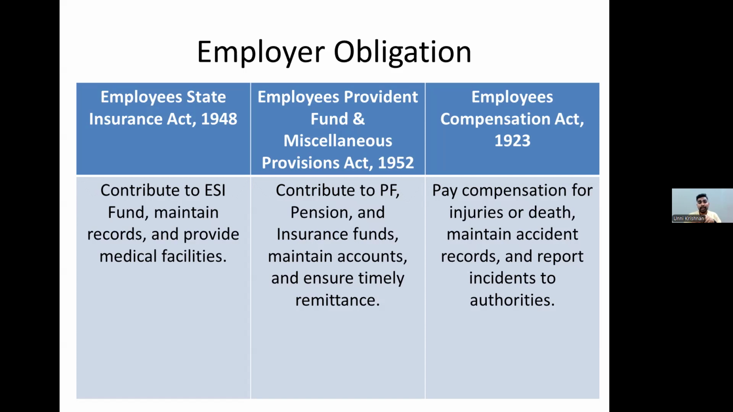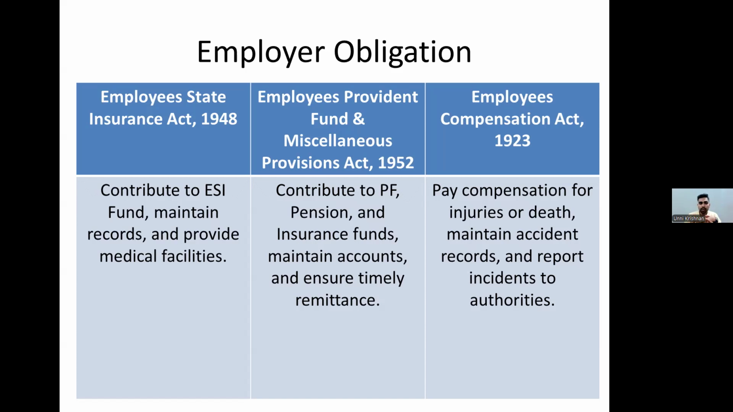There is a common fund, right? And the employer must contribute to it. What is the percentage? Remember, 3.75 percentage and 0.75 percentage. 3.75 percentage of an employee's salary should be contributed by the employer. They should maintain records and they should provide medical facilities, which means hospitals. It will be run by the ESI corporation.